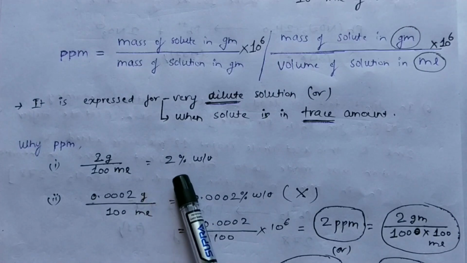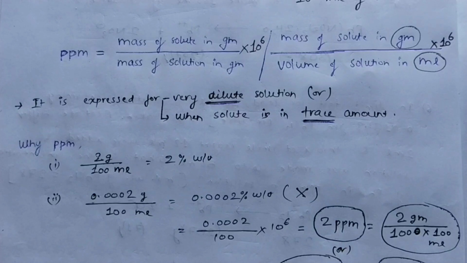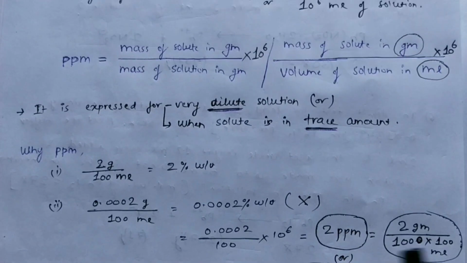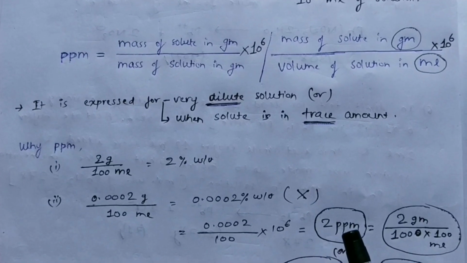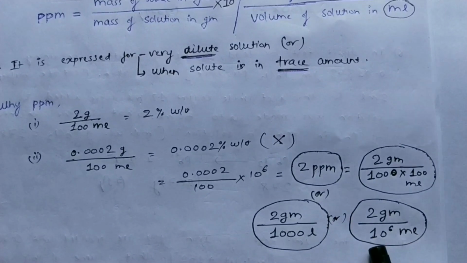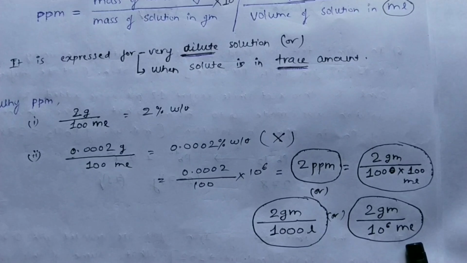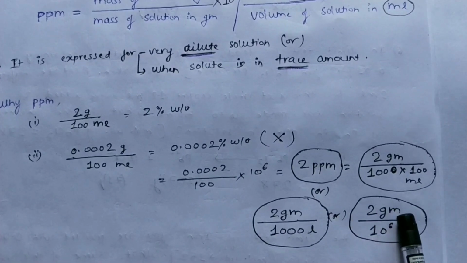Similarly, for a high concentration solution we use weight by volume, 2% weight by volume. For a very dilute solution we have another means of expressing the concentration, that is parts per million, 2 parts per million. So whenever you see 2 parts per million, you should know that it is explaining that in 1 million, or 10 to the power 6 ml of final solution, you have 2 gram of solute.